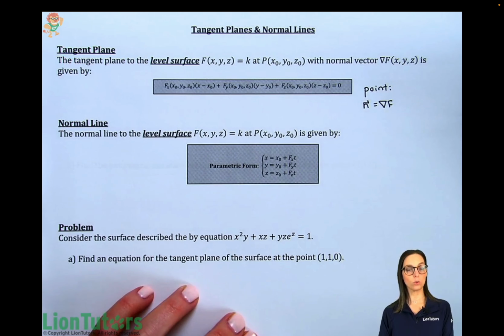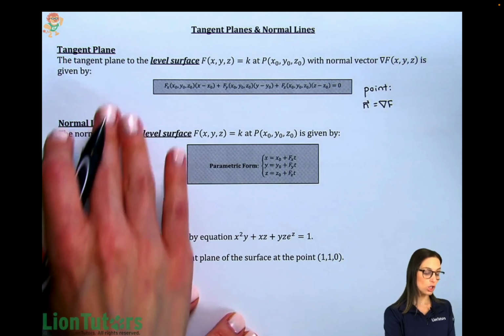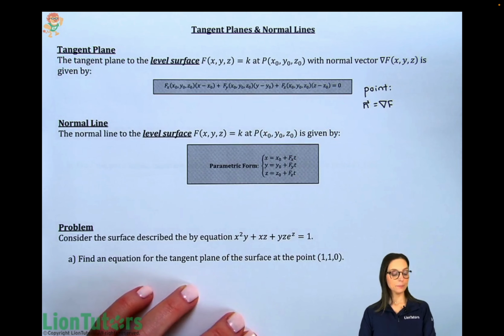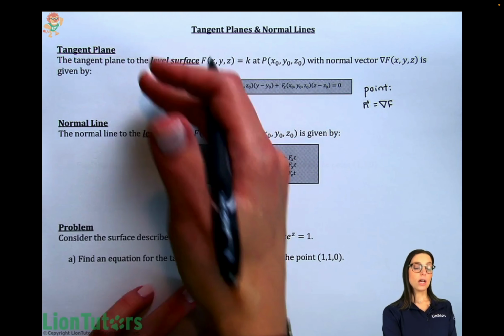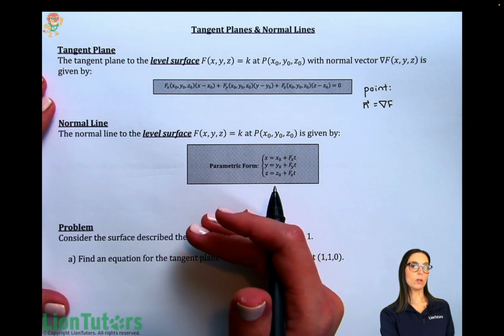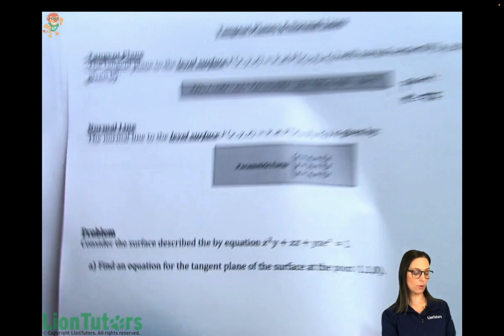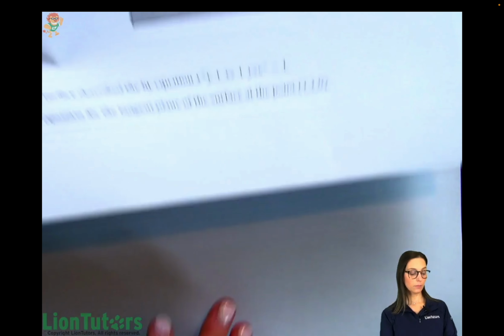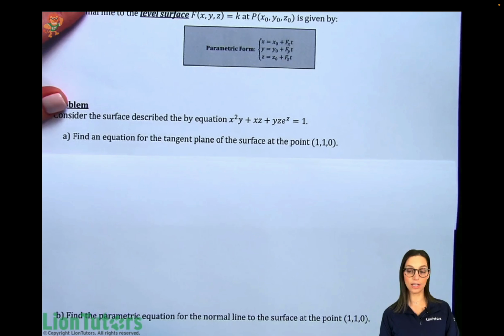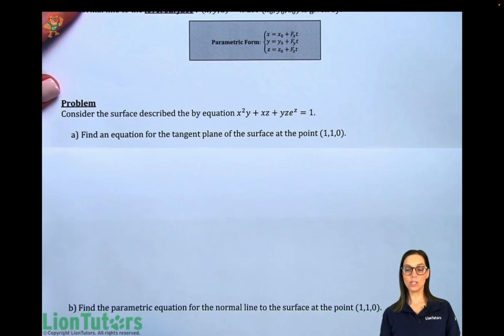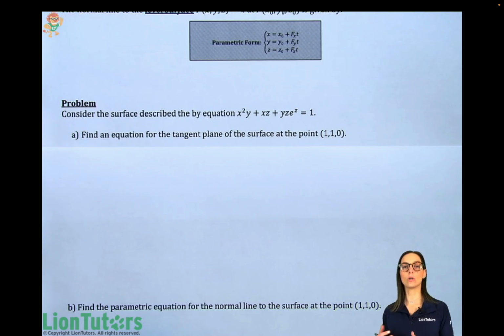Okay, this will make more sense when we do an example. If you're a formula person, you can just memorize this formula and that'll get you where you need to go. Okay. This will also tie into finding the equation of a normal line to a level surface. Let's do an example and make some sense out of it. All right, so this first example here says, here we have some surface described by this function here. Find an equation for the tangent plane to this surface at the point 1, 1, 0.